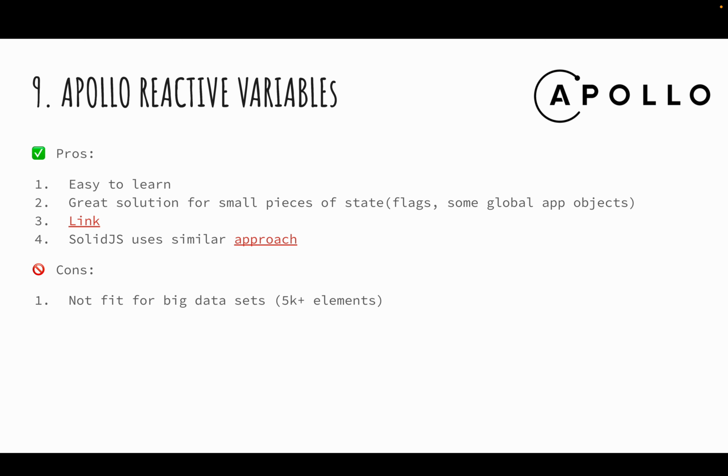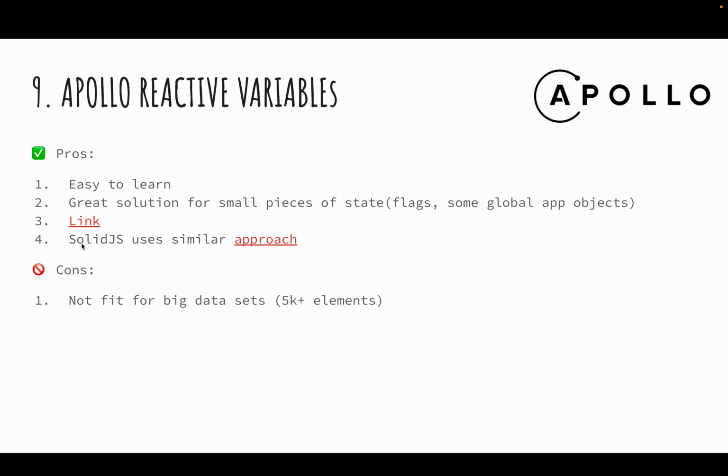Okay, so the next approach is Apollo reactive variables. This is integrated in the Apollo package, in Apollo Client, and it has the same approach as Recoil. So you can create small pieces of state, reactive variables, and share them between the components. So it's really easy to learn, and it's a great solution for small pieces of state, flags, some global app objects. So you can check the link for the description.